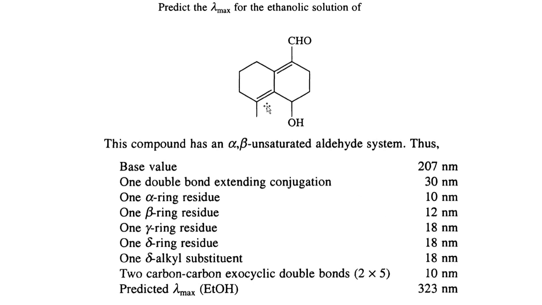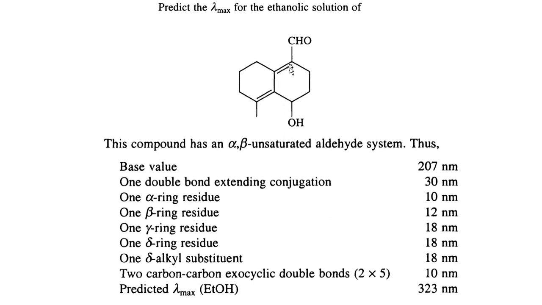Okay. Then it is the delta position, that is alpha, beta, gamma, delta. This delta position has an alkyl substituent and also a ring residue. This alkyl substituent at the delta position contributes 18 nanometer, and this delta ring residue also contributes 18 nanometer as the increment.